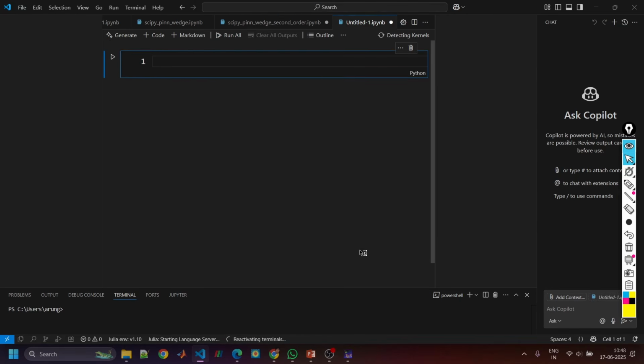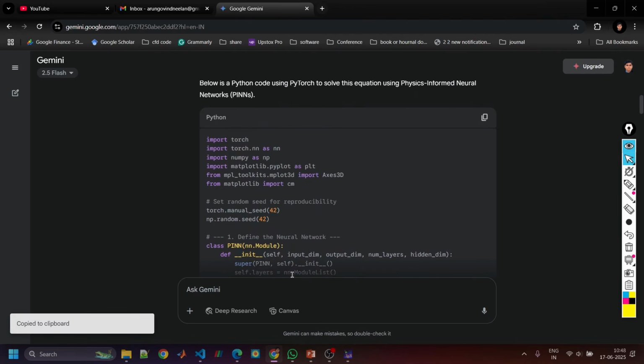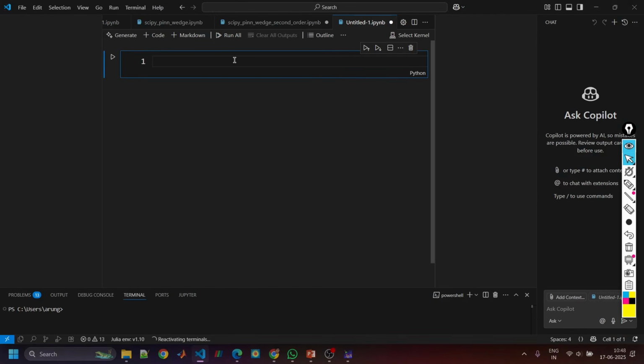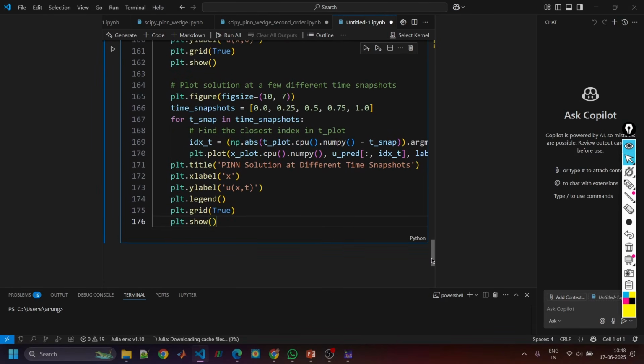So we shall move to Jupyter. We shall open the Jupyter notebook. We shall copy the code to the Jupyter notebook, and maybe just run it. And we shall ask it to compare with the analytical solution.